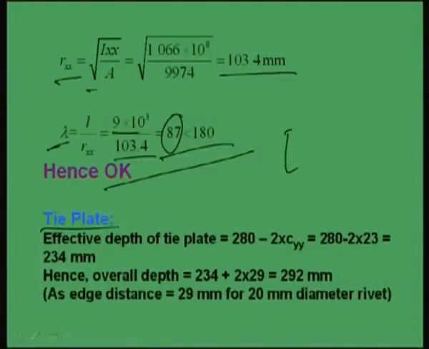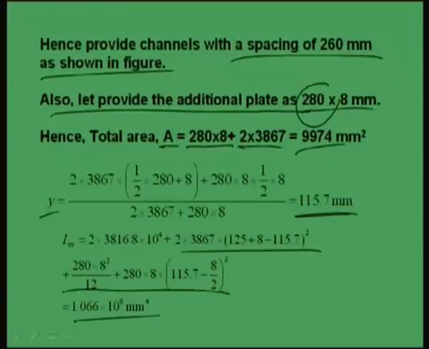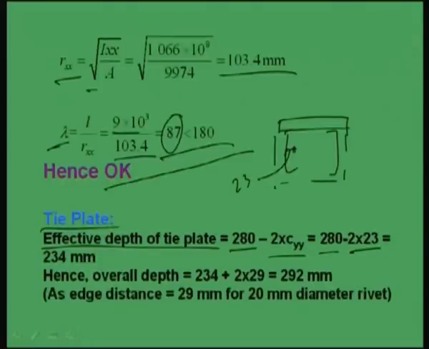So this is fine. Now the tie plate. Tie plate means we have two channels, we have given some plate, and now we are giving some tie plate. Now the effective depth of the tie plate will become how much? 280 minus 2 into CYY. This is the CYY distance, this is 23. Here we have considered 280 mm plate width. So 280 minus 2 into 23, so the effective depth will become 234 millimeter.